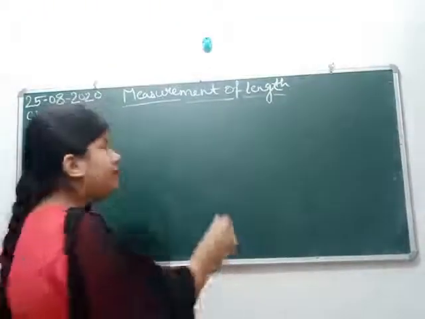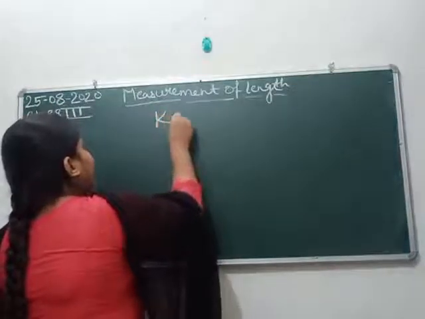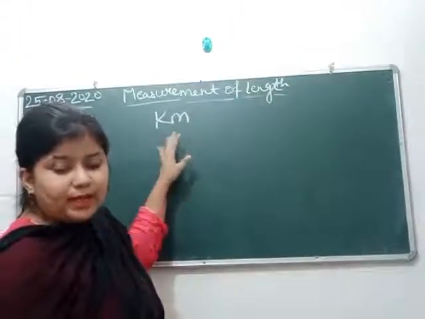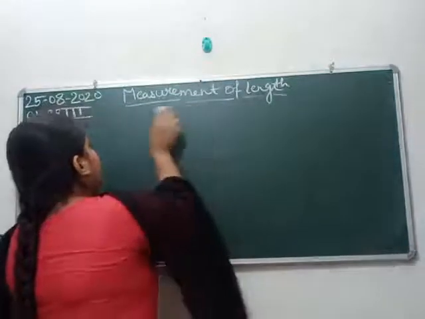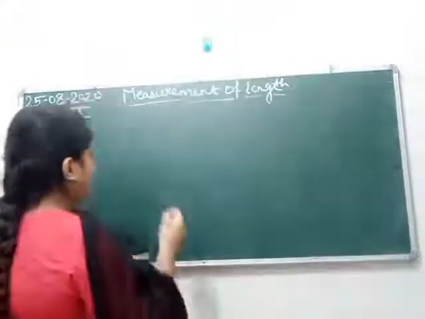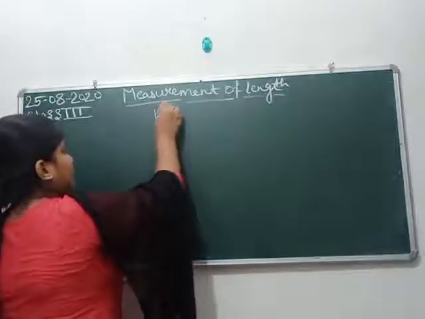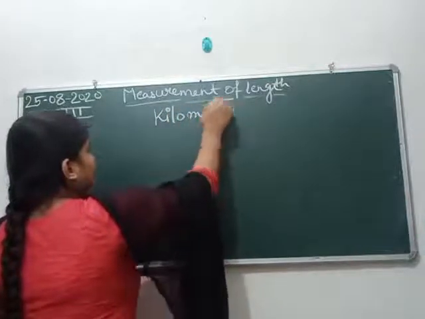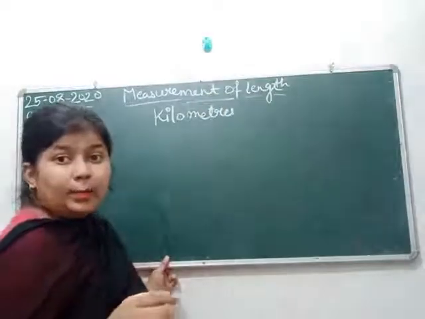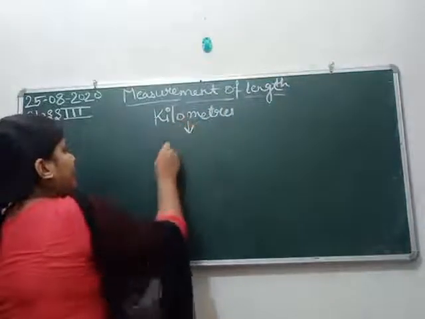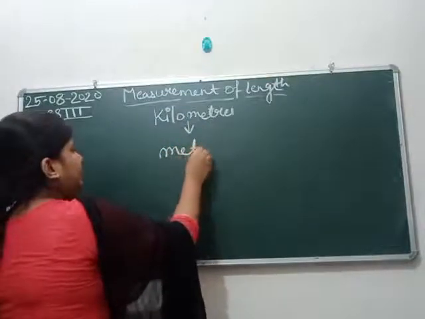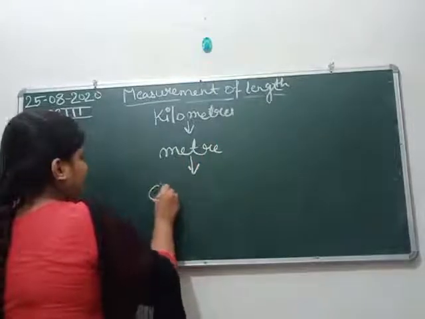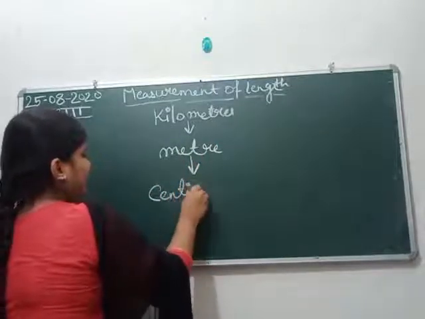Now in meter, centimeter, kilometer, which is the biggest unit? The biggest unit is kilometer. Okay, kilometer is the biggest unit. Next they are having meters. Next is meter, and the next one is centimeter.